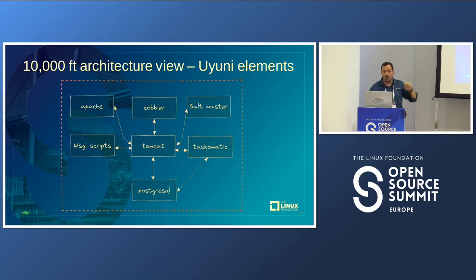We have Cobbler, which is written in Python and manages operating system images and PXE booting, okay? We have the SaltMaster, which is the component that all the systems are going to connect to, okay? And it's written in Python. Then Tomcat with the Java application. Taskomatic is a kind of cron written in Java that has an API that you can inject tasks into, and then it will schedule and run them, and of course PostgreSQL.